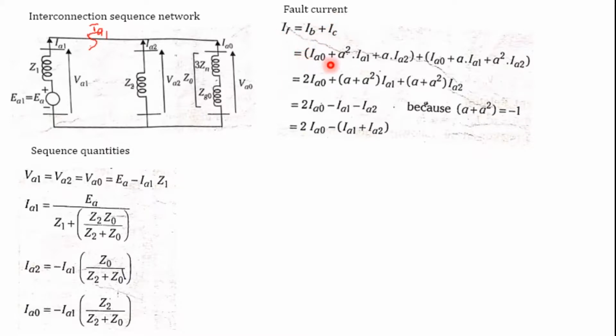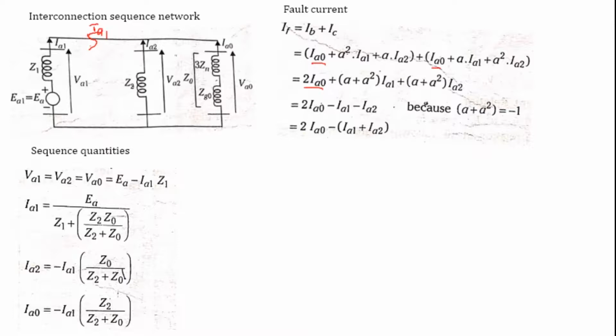Okay, IB, we know what IB is: IA0 plus A square into IA1 plus A into IA2. So the IC value is IA0 plus A into IA1 plus A square into IA2. What is common here? IA0, we can see that. So this will become 2 times IA0.